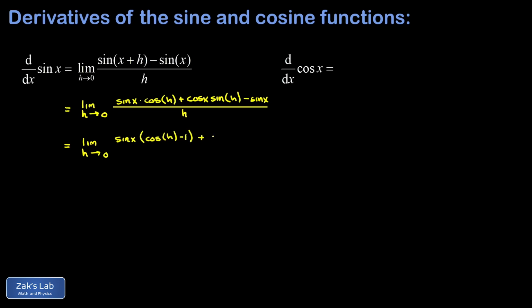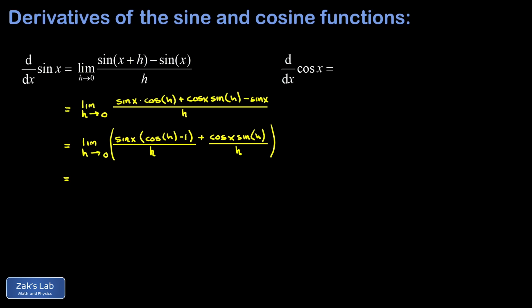And then my remaining term is going to be cosine x times the sine of h. Now at the same time, if I have a sum or difference of two things in the numerator divided by this h, I can just split that into two separate fractions. All right, now again, the whole goal here was to recognize those two special limits.